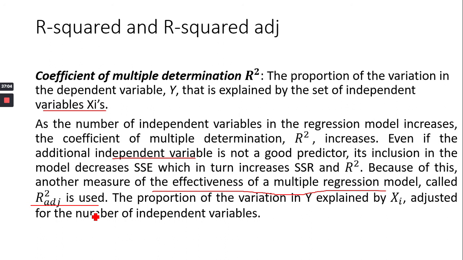So what I'm simply saying is that R squared does not take into consideration the number of variables in the model, but there is R squared adjusted. This one is adjusted for the number of parameters or independent variables that have been included in the model. So in most cases, we want to rely on R squared adjusted instead of just R squared.